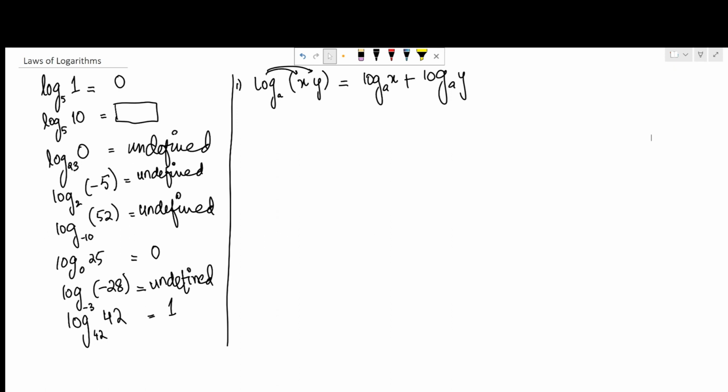Okay, now the next property is log. If it applies on a ratio of a number, it will definitely distribute with the same base, but with a subtraction operation in between.